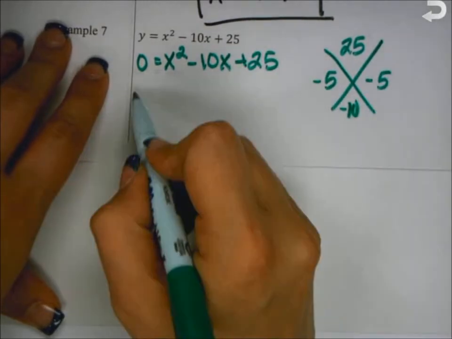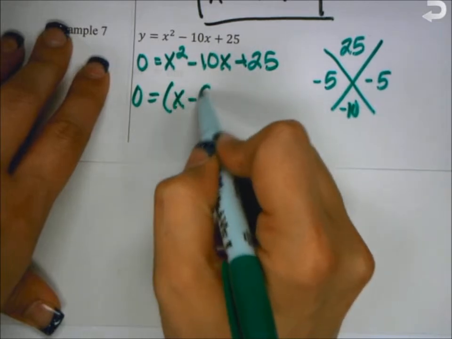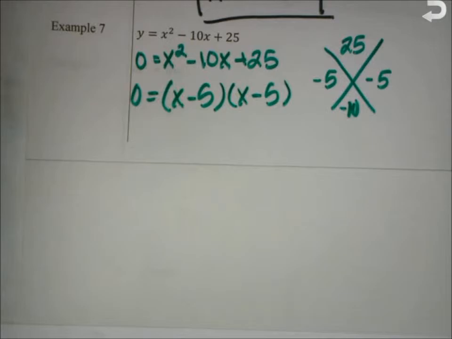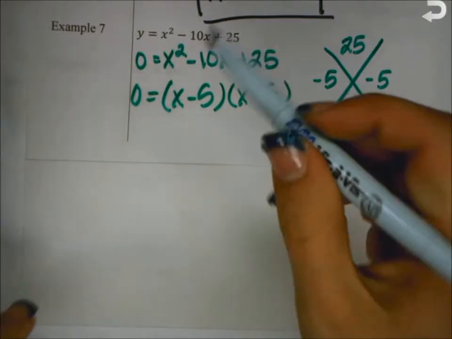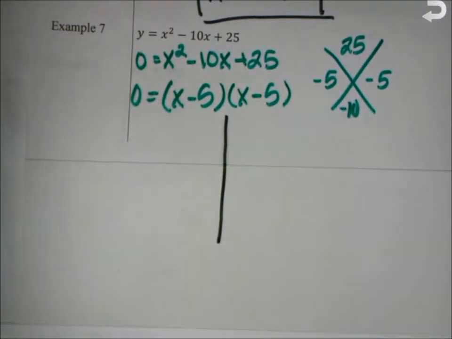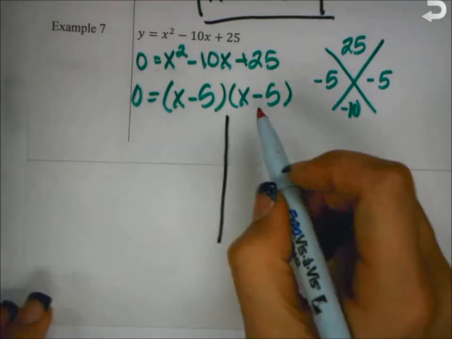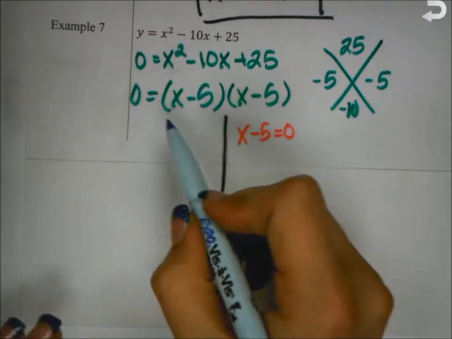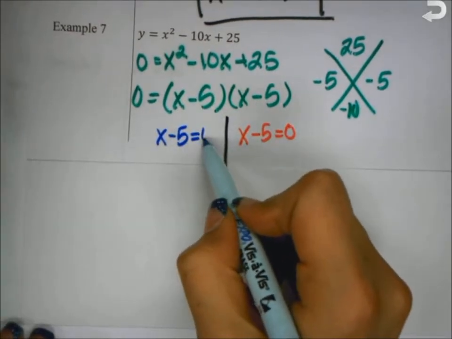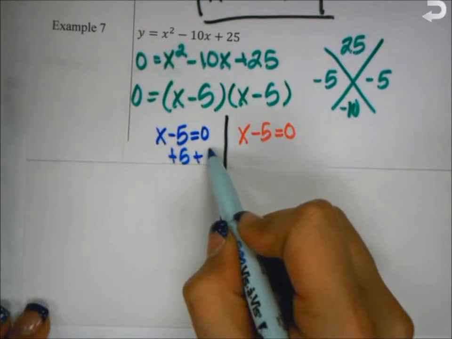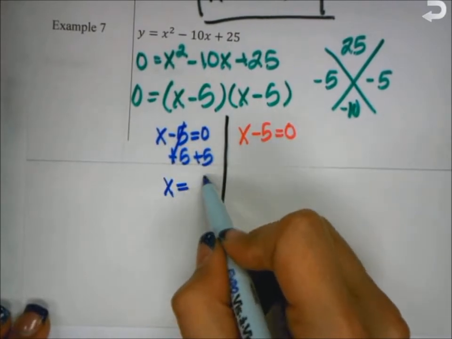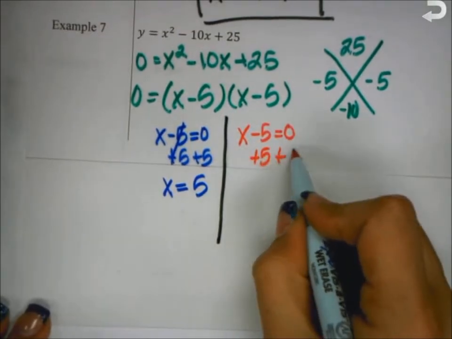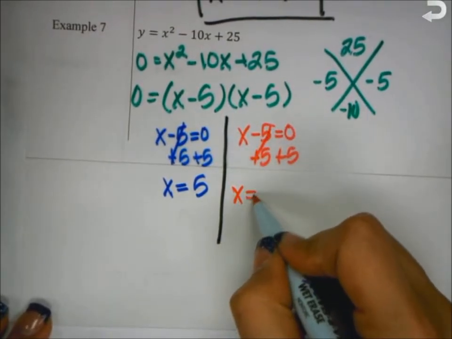We set each one equal to 0. So x minus 5 equals 0 and x minus 5 equals 0. I add 5 to both sides. X equals positive 5, and what's the other one? Same thing, x equals positive 5. So I only have one answer in this case. X equals positive 5. And that's it. That's all of it.